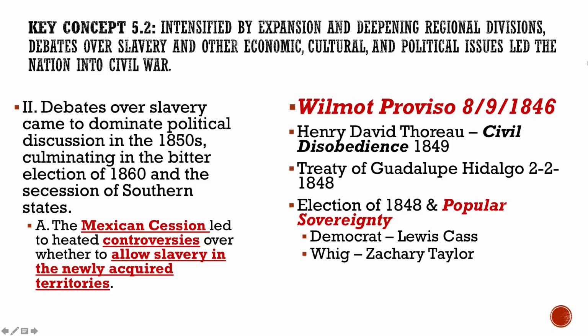The great Henry David Thoreau. We talked about transcendentalism in period 4. We talked about Henry David Thoreau. He writes a very famous essay called Civil Disobedience. This is what will influence Dr. Martin Luther King Jr. in the 1960s. He will say it's okay to tell your government when it's wrong.